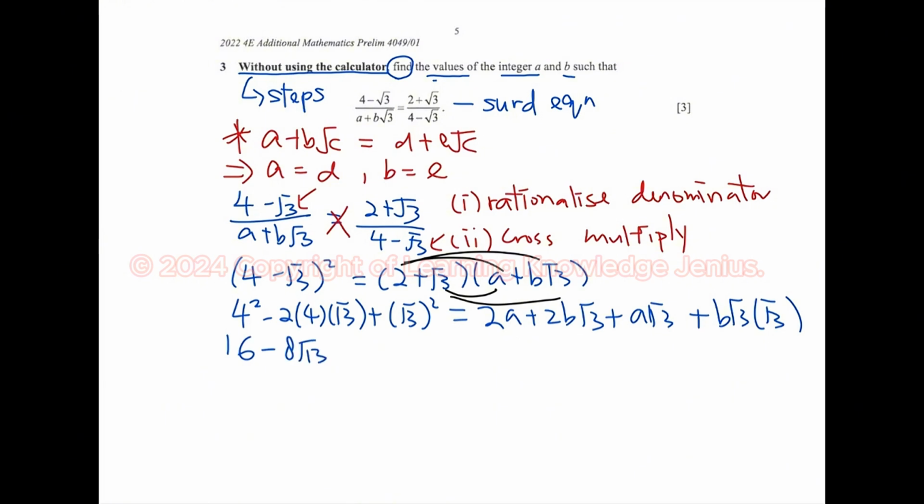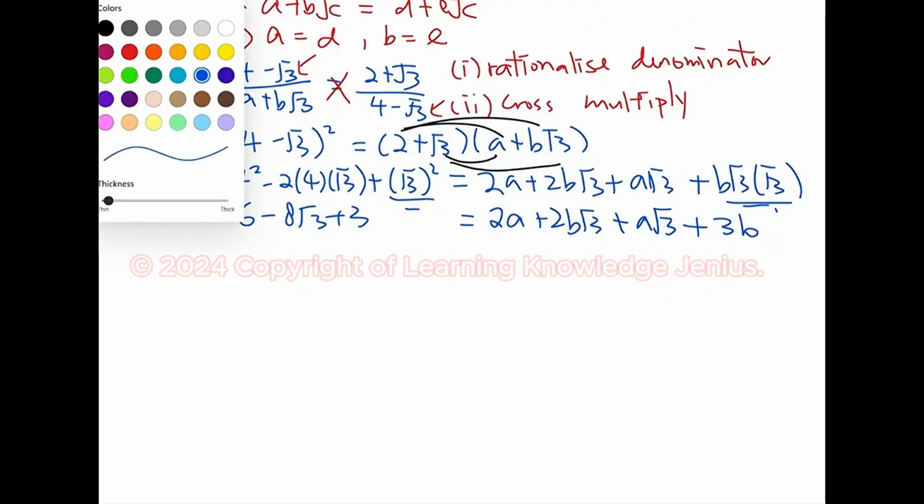Oops, I made a mistake here. Then I get, okay, this one, right? The square of square root 3 will give you 3. Then equal to, here I simplify 2a, 2b square root 3 plus a square root 3 plus, square root 3 times square root 3, I get 3. So it's 3b.